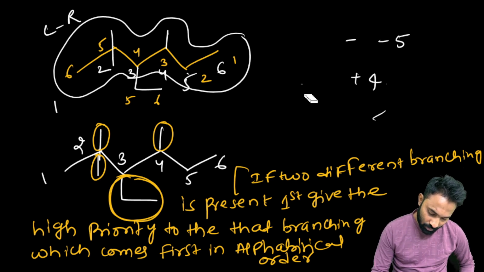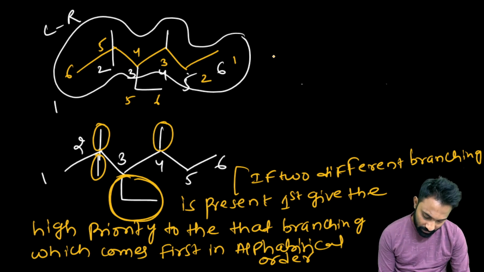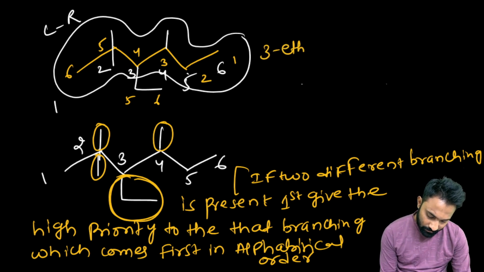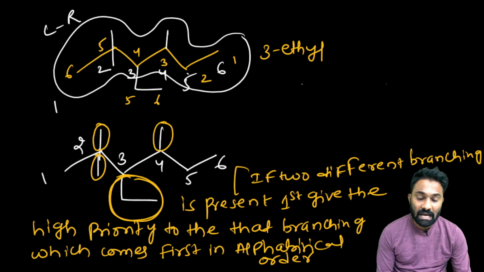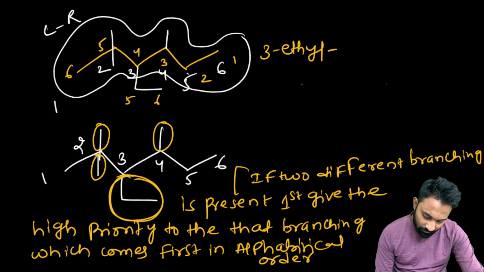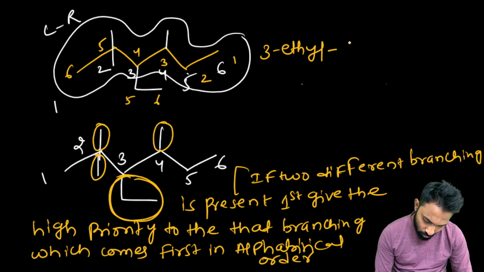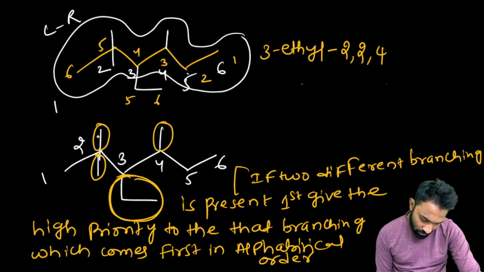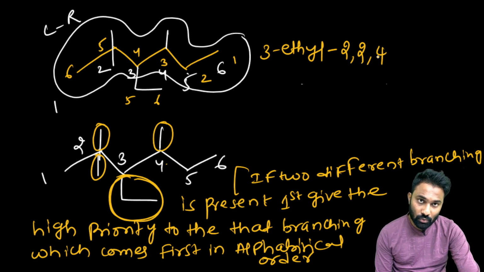Now the naming of this compound will be: first one, ethyl. Ethyl is at which position? 3 position. So 3-ethyl. Then after that you have to represent the other branchings also, with their numbering. So you have to give the hyphen. Now in which positions are those branchings present? 2, 2 and 4. Clear? At 2, two methyl groups are there and at the fourth position also a methyl group is there. So 2, 2 and 4.